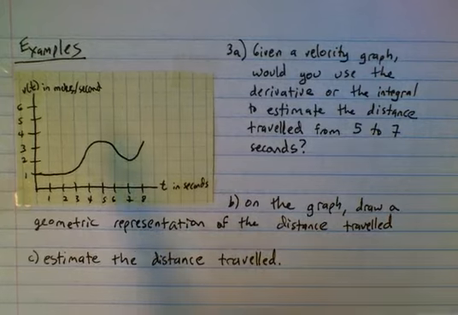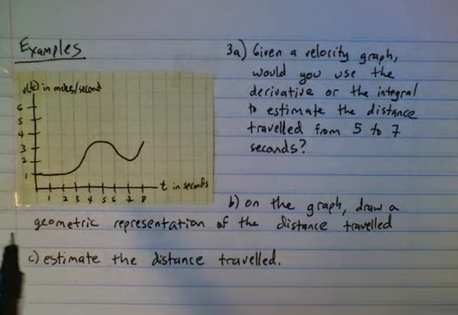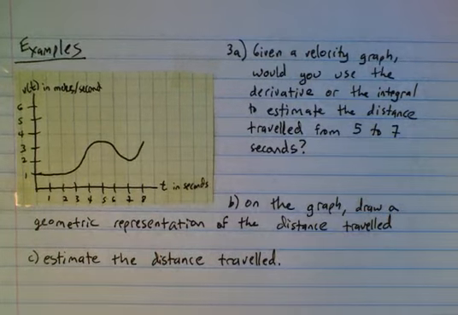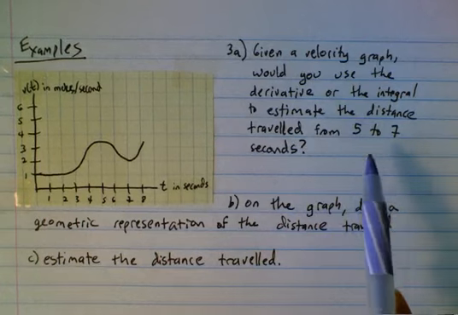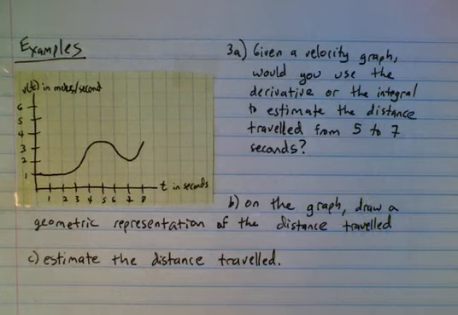So here we have a graph of velocity. And given this velocity graph, would you use the derivative or the integral to estimate the distance traveled from 5 to 7 seconds? So take a minute to think about that. What do you think?